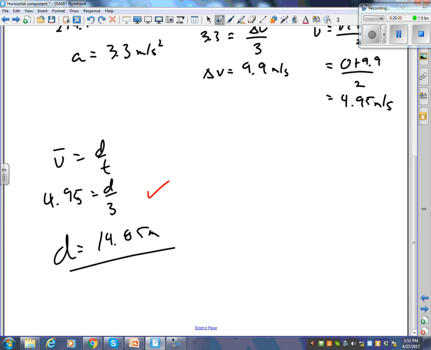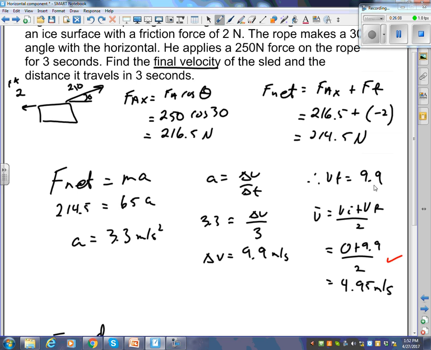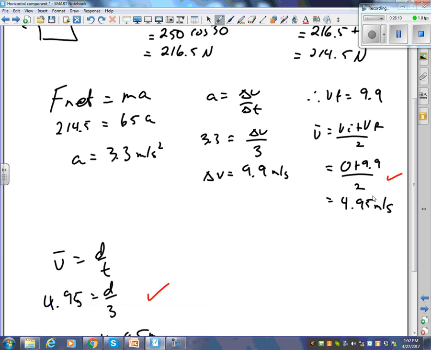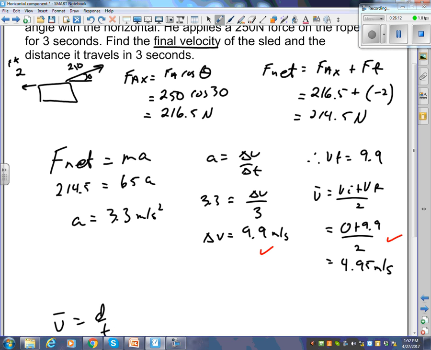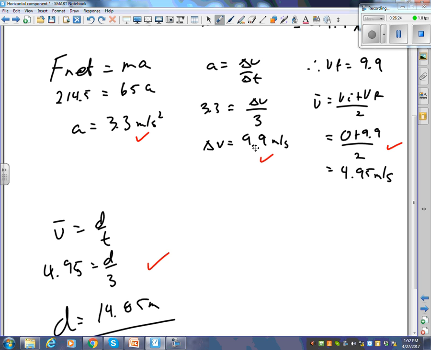I had to find the final velocity, which I did. So 1, 2, 3, 4, 5, 6. That's a picture. But no marks for the final velocity. Well, that was part of it. Yeah, when you got it here. That's kind of the one and the same.